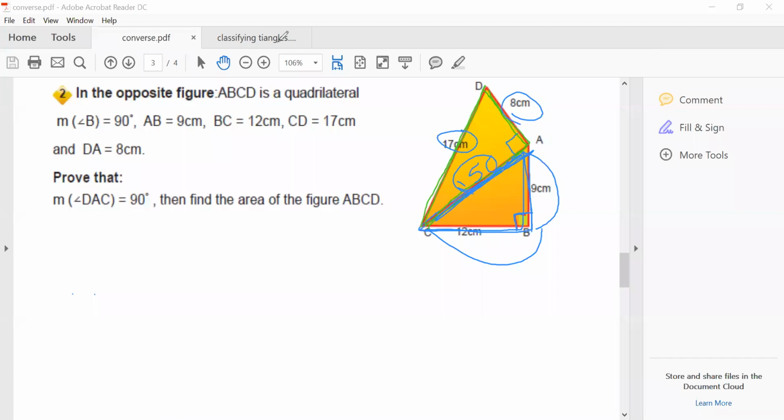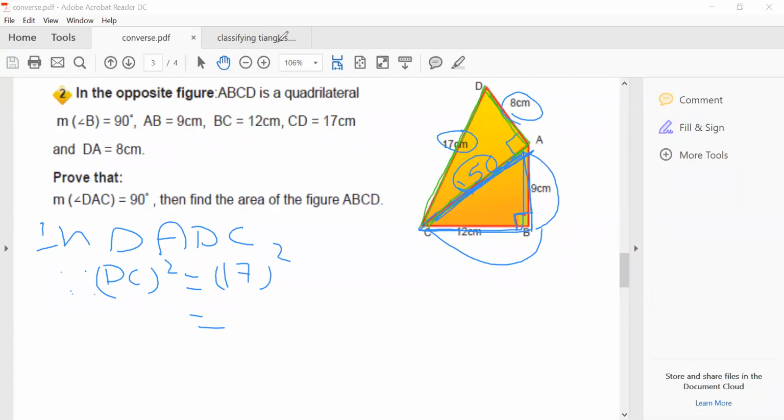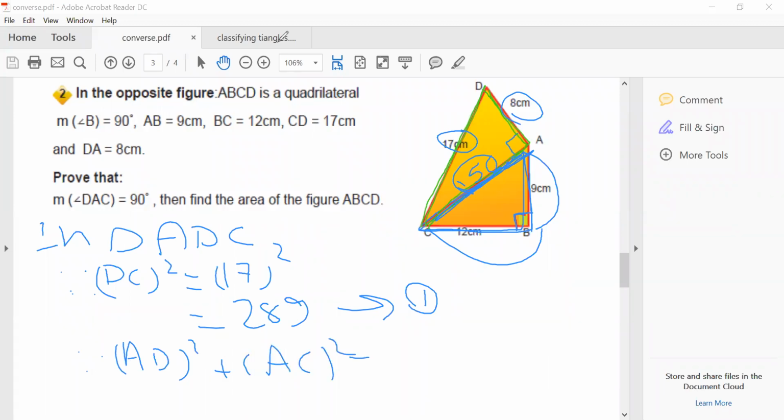17 to the power of 2. Yes, I will say in triangle ADC, I will take the longest side alone. I will say since DC square equals 17 square, 17 square equals 289. And I will name this number 1. What will be number 2? Number 2 will be the sum of the other two sides squared. I say since AD square plus AC square equals what, Mariam? AD square plus AC square.